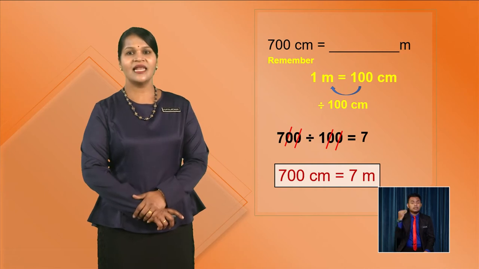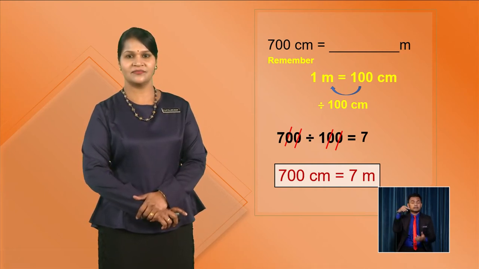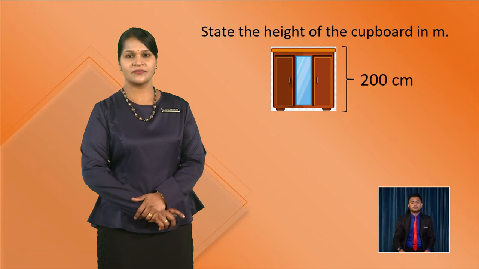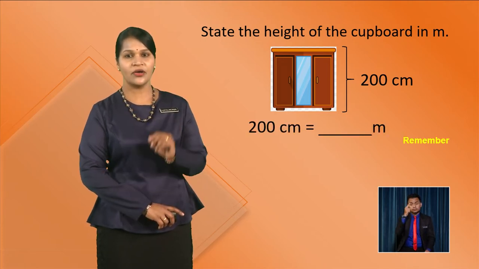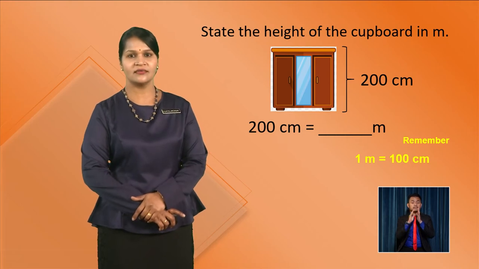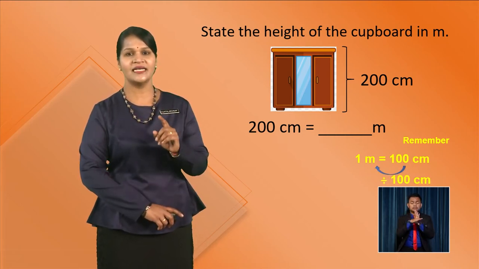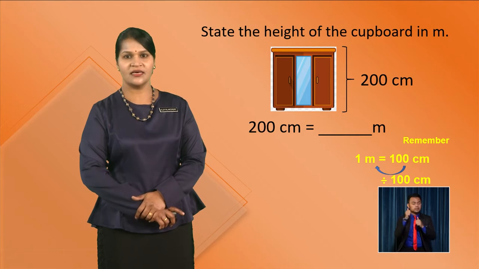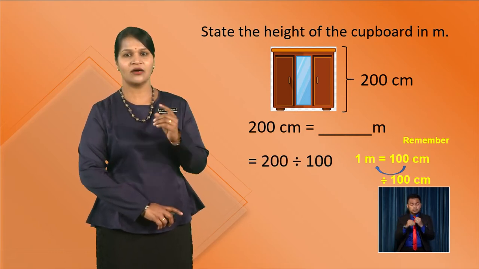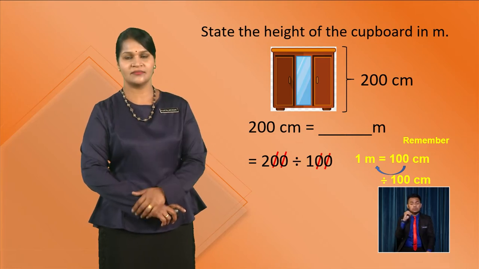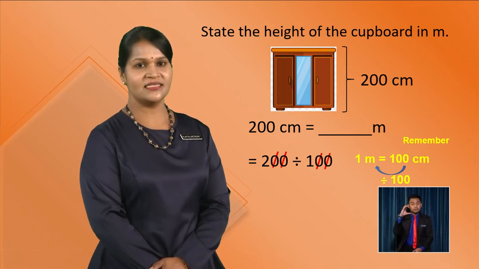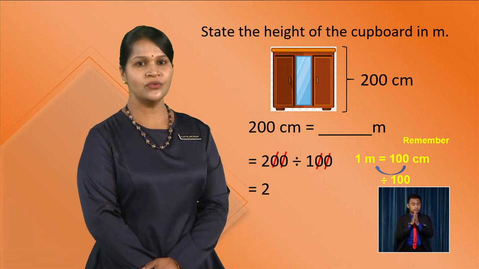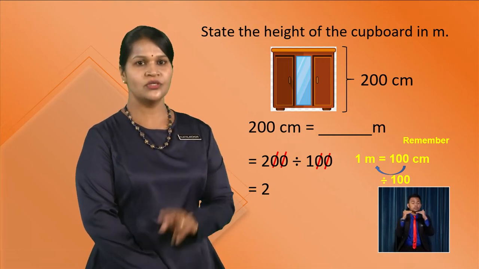Boys and girls, let's try this question. What is the height of the cupboard in meter? Remember, in order to convert centimeter to meter, we have to divide by 100. What should we do next? Excellent pupils! We have to solve this by cancelling off the zeros in 200. 200 centimeters divided by 100. What remains is 2. Therefore, 200 centimeters is equal to 2 meters.